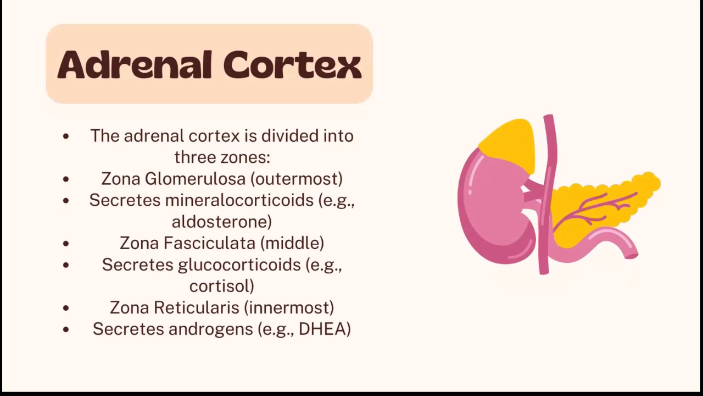Now, the adrenal cortex consists of three layers: glomerulosa, fasciculata, and reticularis. How I remember it is just GFR, which is also linked to the kidney since they're above the kidney. Each layer produces a different class of steroid hormone: mineralocorticoids, glucocorticoids, and androgens.